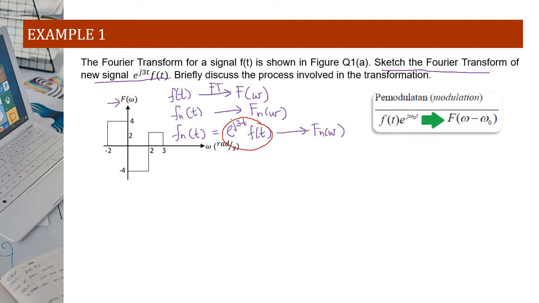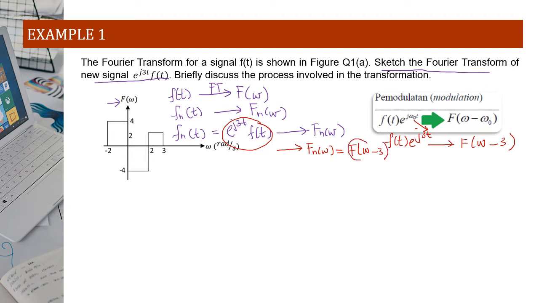If you compare the given equation with the one in the table, that's basically a modulation process. So it is f(t) e^(j3t). Obviously this will produce F(omega minus omega naught). In this case, omega naught equals 3. So now you know that f_n(t), equal to the given equation, will produce F_n(omega), which is equal to F(omega minus 3).